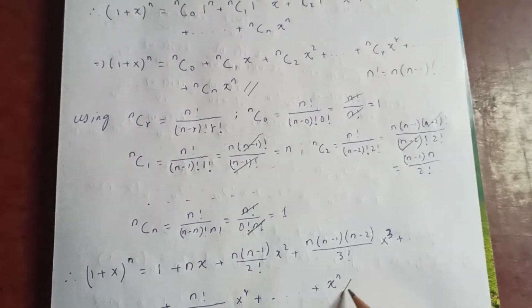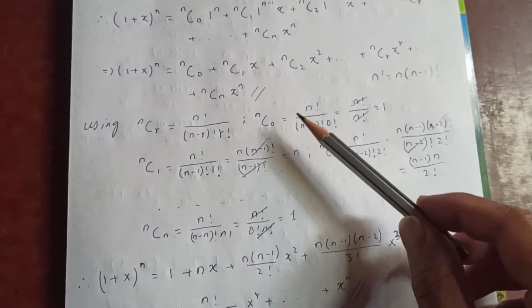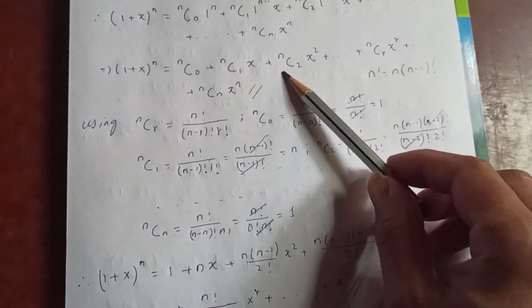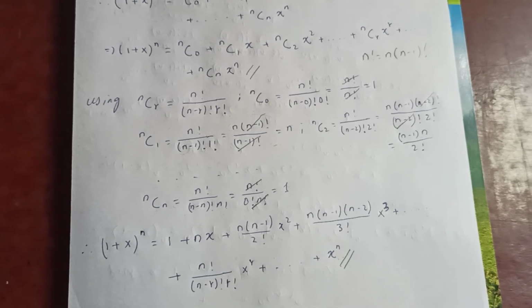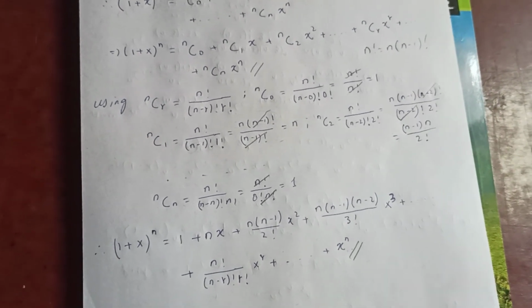So this is also another expansion of (1 + x)^n. These are the same thing only. So this is the proof for the expansion of (1 + x)^n.